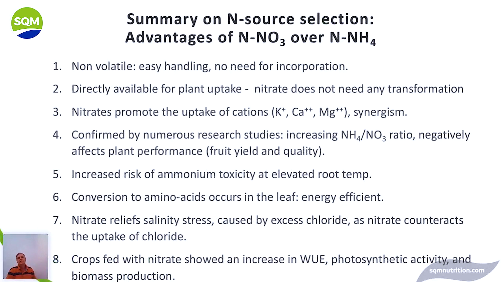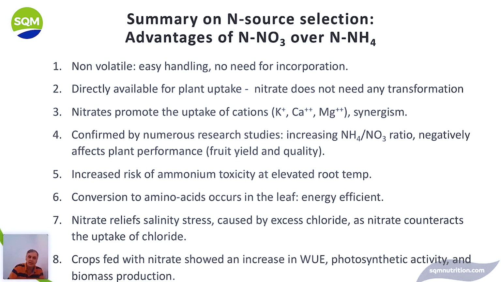That means efficiency. So to conclude, if you look at the benefits and the differences between the sources when we apply, we need to consider, for example, the difference between nitrate nitrogen and ammoniacal nitrogen. Nitrate is non-volatile, so you don't have losses by volatilization when you use nitrate nitrogen. It is immediately available for plant uptake, with no need for any kind of transformation. If you apply nitrate, the plant will take it up immediately. We have synergies with the cations. When you have more nitrates, you have more potassium, more calcium, more magnesium absorption.